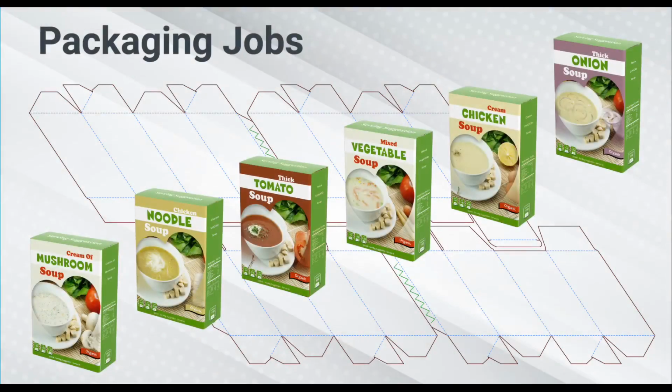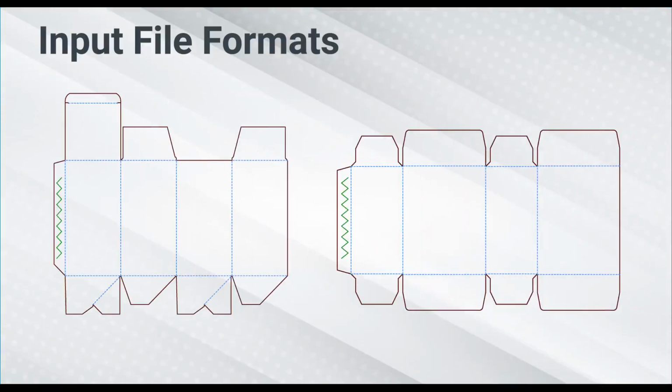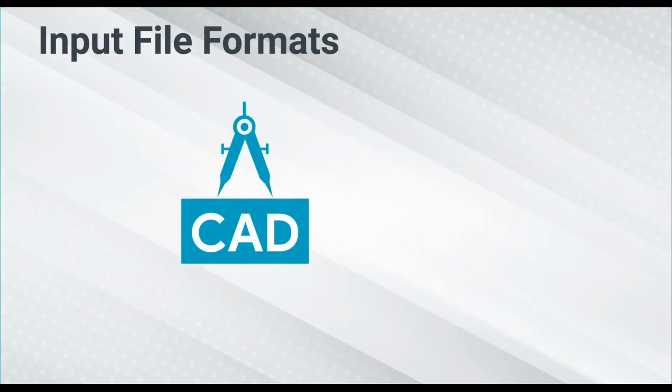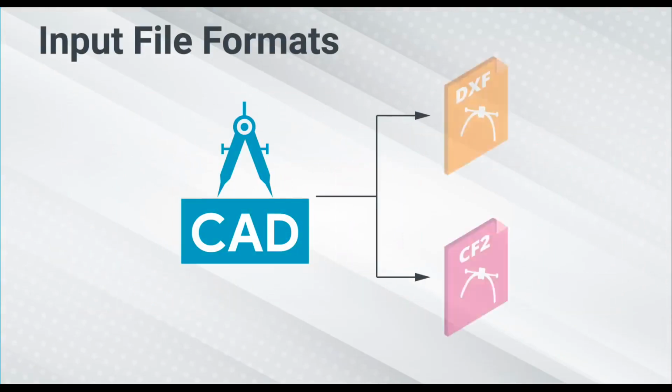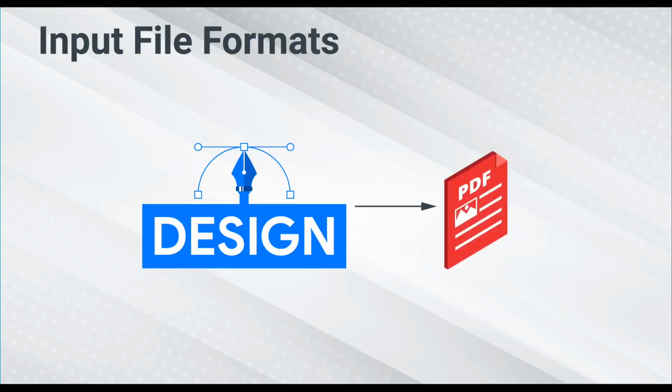Packaging products. To create a new job inquiry for a die-cut job, IMP needs the shape or geometry of the product. It can come from any CAD application in CF2 or DXF file format. From design applications, the die line can also come in PDF file format with geometries defined in any spot color.